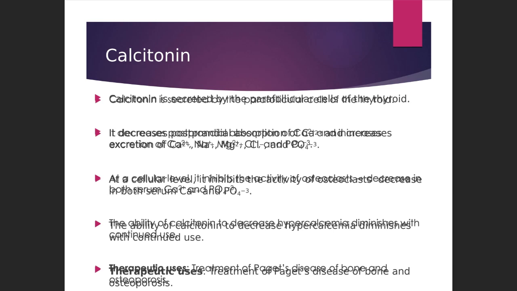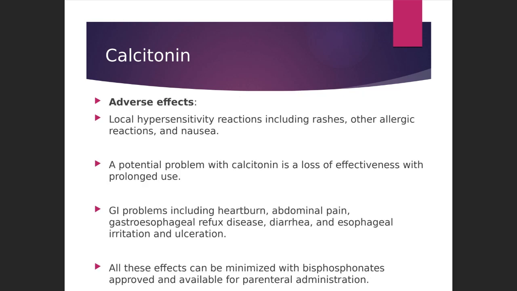Calcitonin has the ability to decrease hypercalcemia, and its use diminishes with continued use. Treatment with calcitonin can be given in the case of Paget disease of the bone and osteoporosis. So it is used in the case of osteoporosis and in Paget disease.